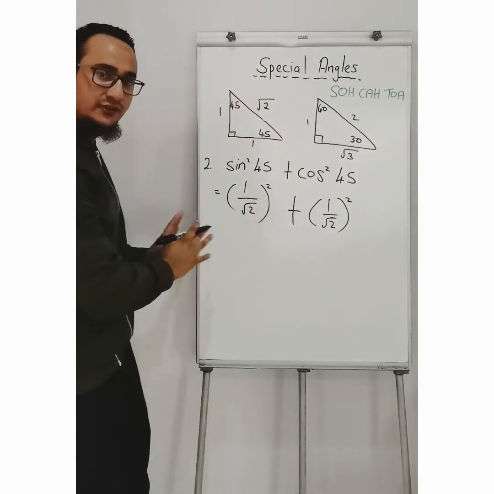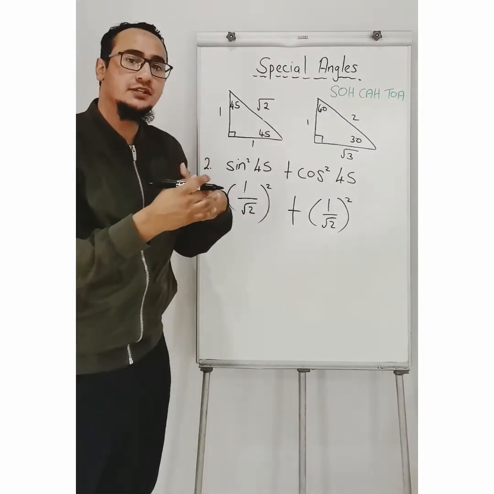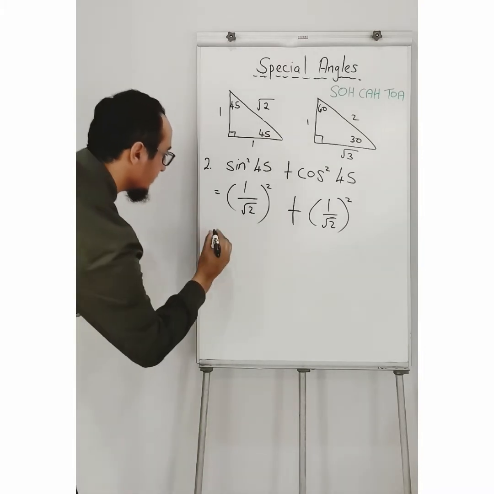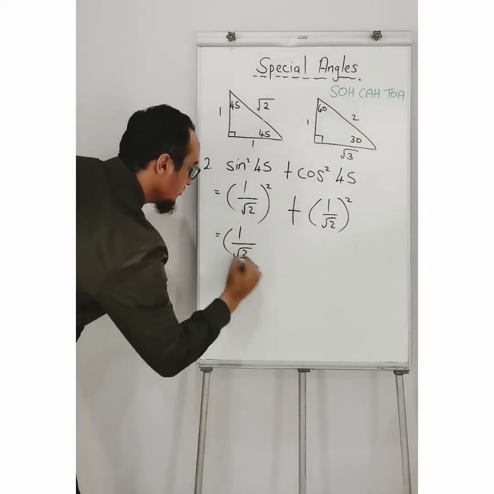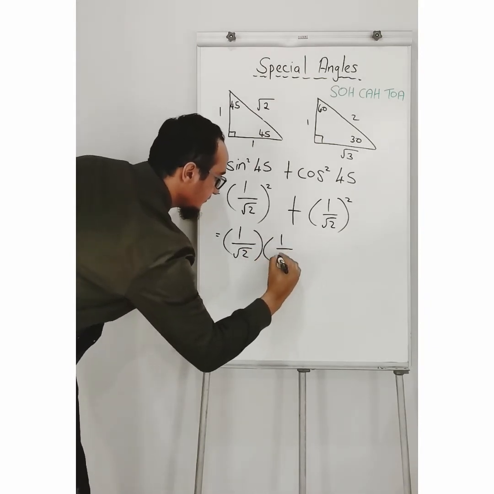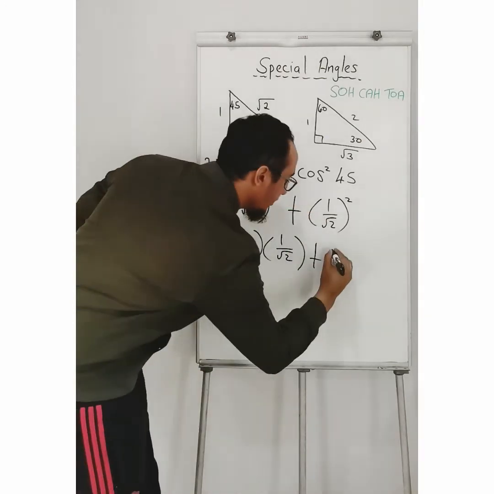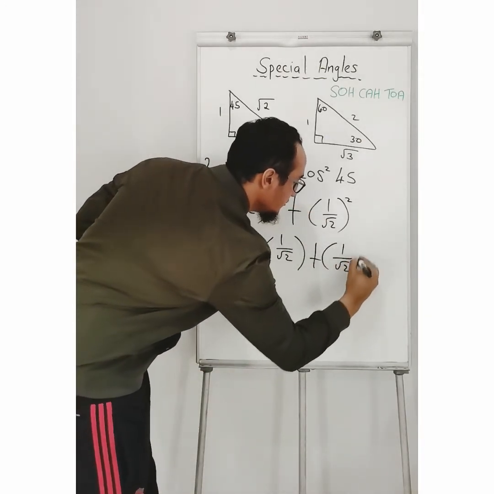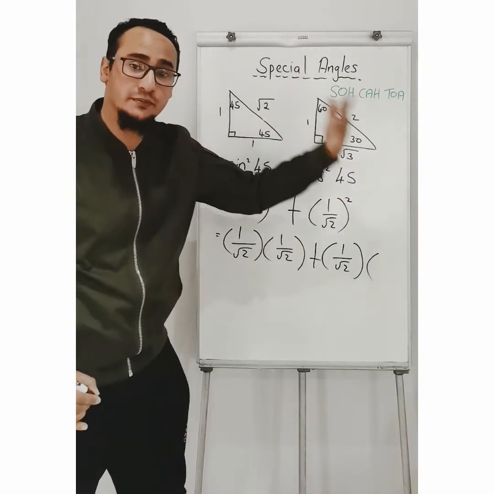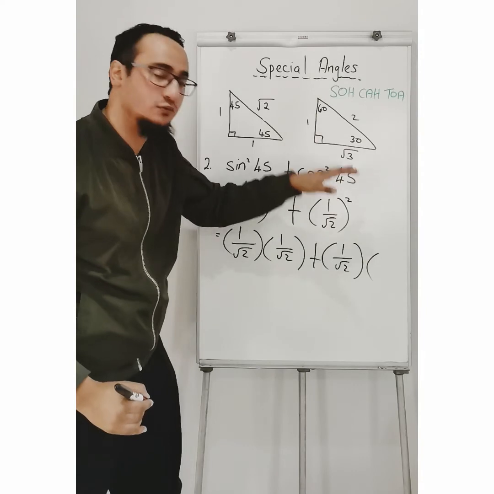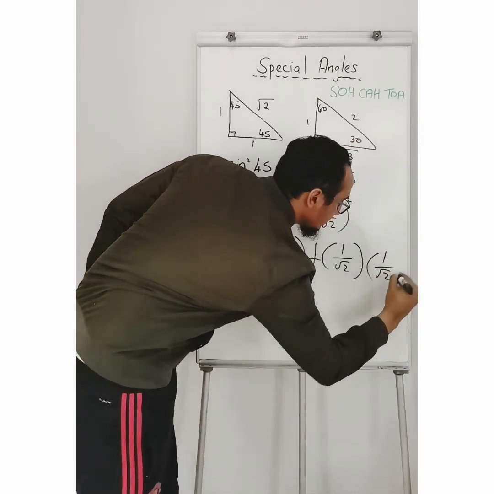Now, I'm going to simplify this further. What does to the power of 2 mean? It basically means multiplied by itself. So, 1 over the square root of 2 multiplied by itself. Again, exactly the same thing over there: 1 over the square root of 2 multiplied by itself because of that square. If it was a 3, it would be multiplied thrice. If it was a 5, it would be multiplied 5 times.